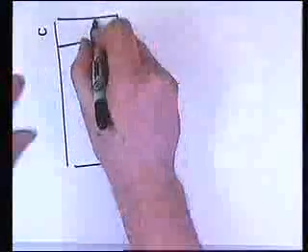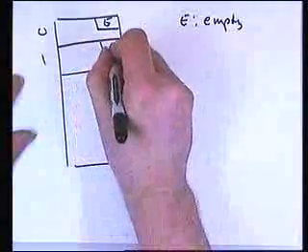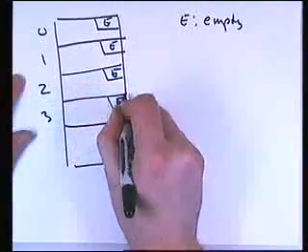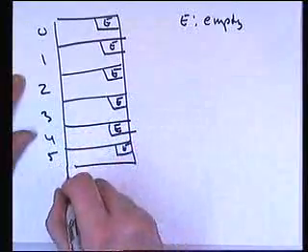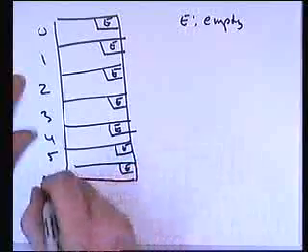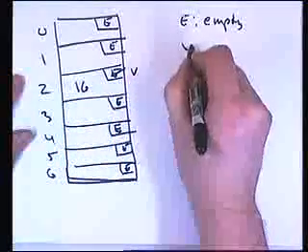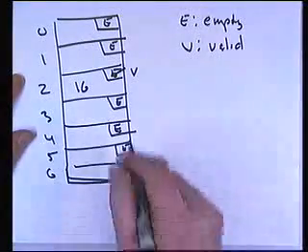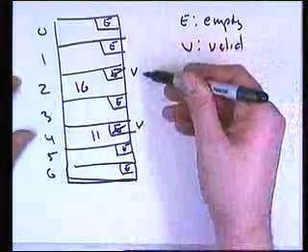We'll have here cell 0, and this will have a flag of E for empty, and cell 1, flag of E for empty, and cell 2, flag of E for empty, and cell 3 will have a flag of E for empty, 4, 5, 6. And so when I put 16 into cell 2, that changes to V for valid, because now I know there's a legitimate value there. And when I insert 11 into cell 4, likewise, that changes to V. And I insert 9, and they say, well, this is a valid cell.